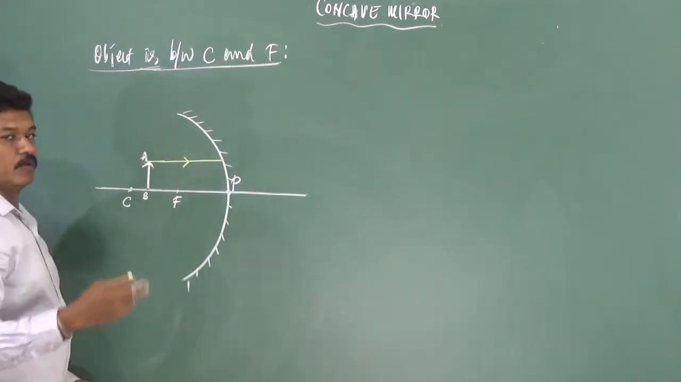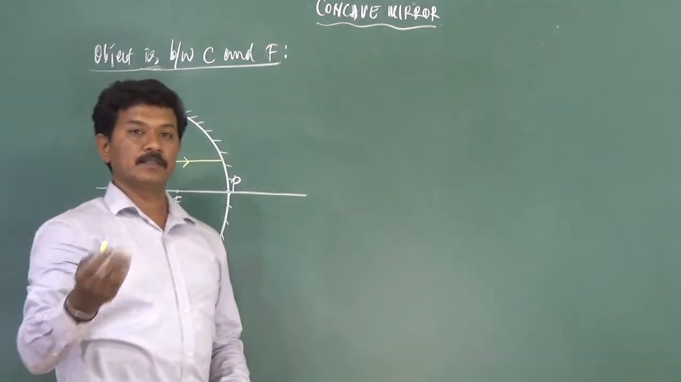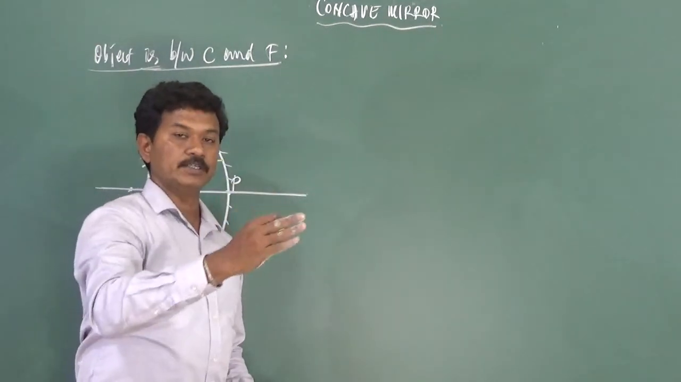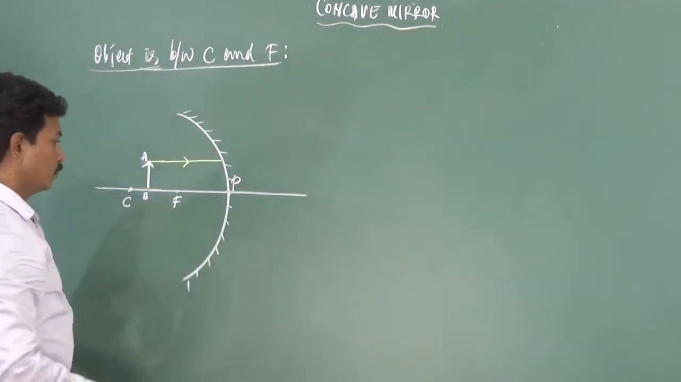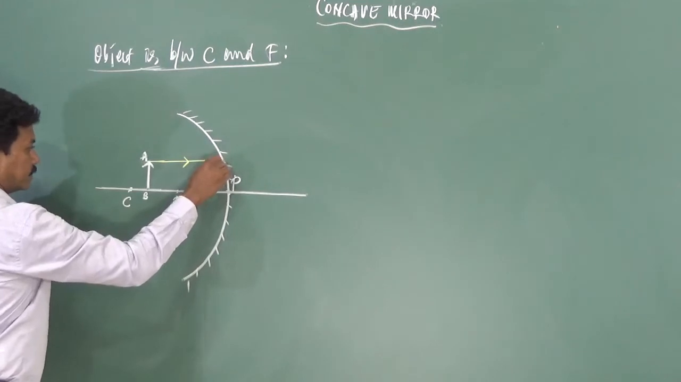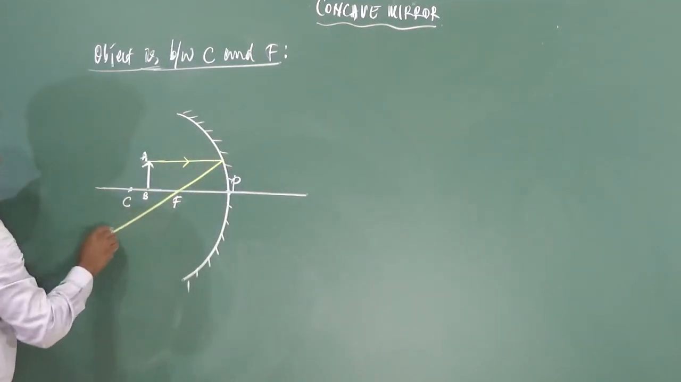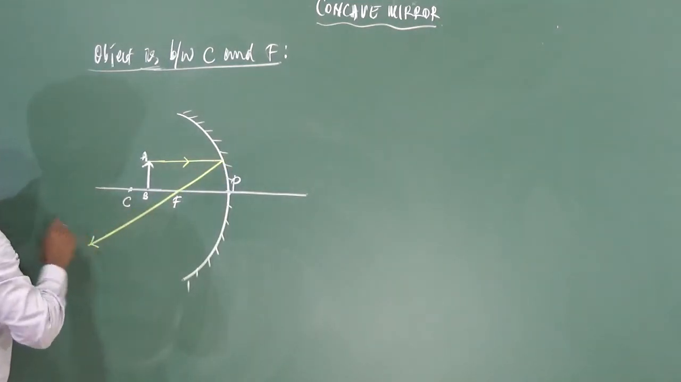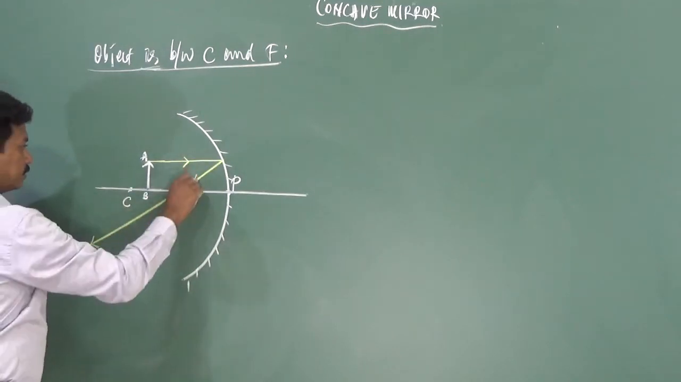According to rule 1, when a light ray is travelling parallel to the principal axis, after reflection it should pass through the principal focus. So the light ray after reflection will pass through the principal focus here. This is the reflected light ray.